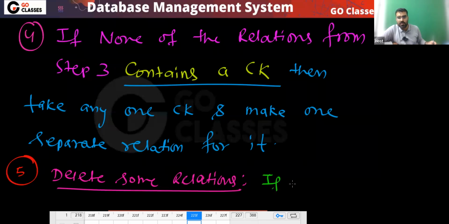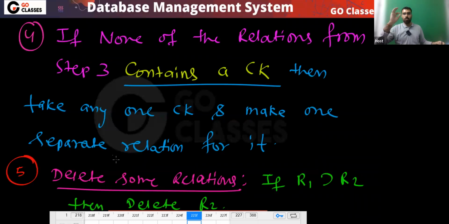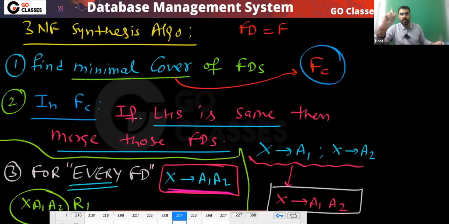For example, if R1 is superset of R2, are you getting my point? If R1 is superset of R2, then delete R2. These are your steps. So these are the 5 steps. Is this clear? The first step, what is that? Find the minimal cover. This is the first step.